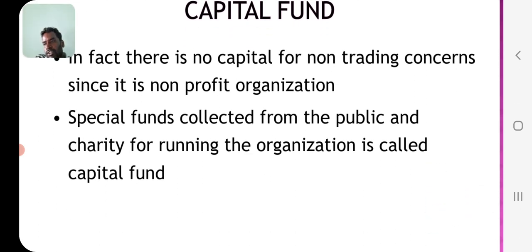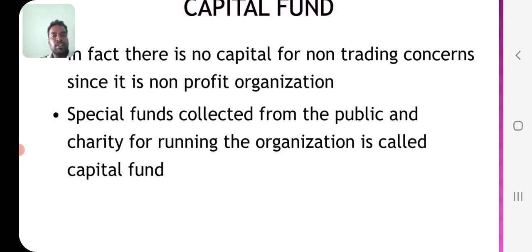In fact, there is no capital for non-trading concerns, since it is a non-profit organization, whereas in a trading organization we prepare two accounts and one balance sheet: the first is the trading account, the second is the profit and loss account, and next is the balance sheet. In a trading organization, we use the word capital in the balance sheet, and to that capital, if we get net profit, we add it; otherwise, we deduct. In non-trading concerns, we do not use the word capital; we use the word capital fund.